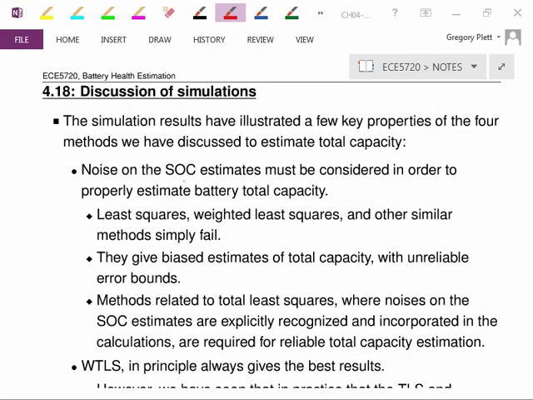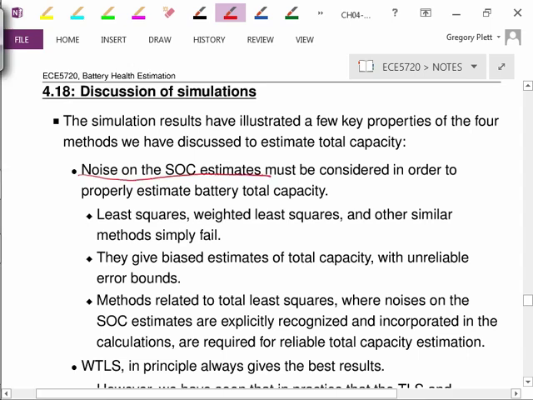We conclude this chapter with a summary, really, a discussion of the simulations we've just gone through in the previous two sections to wrap things up and to give some advice, some intuition based on what we've learned. We've seen a few important properties of these four methods. One of them is that noise on the state of charge estimates really must be considered in order to estimate the battery total capacity well, properly.